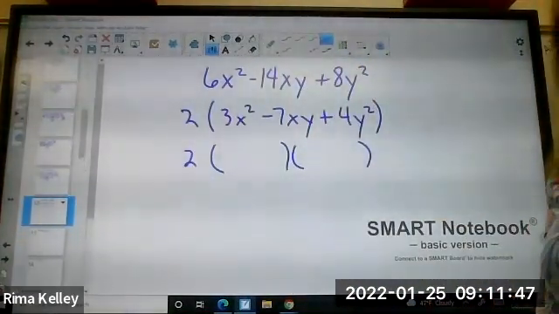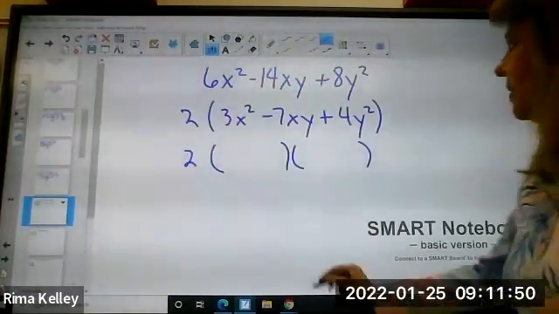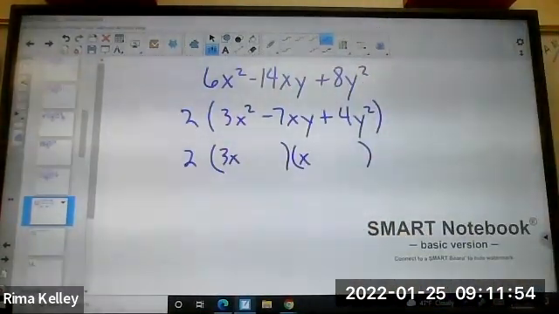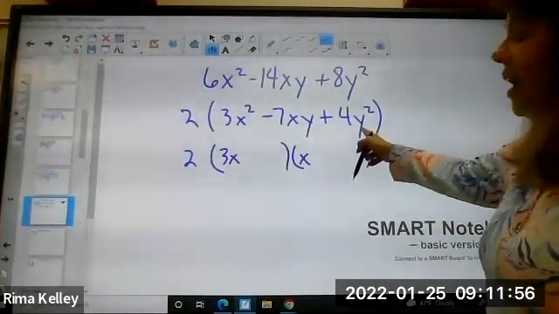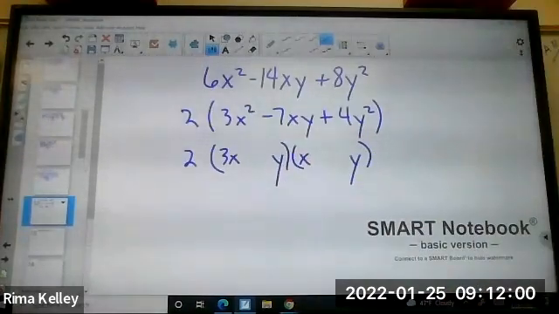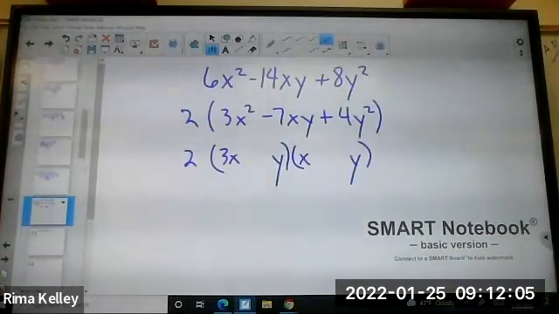All right, what times what is 3x squared? 3x and x. All right. Oh, I've got a y squared. So let's just go ahead and put that y in there because y times y is y squared. So now all we have to do is deal with a number. So the number is 4.